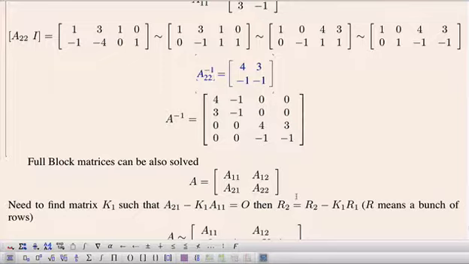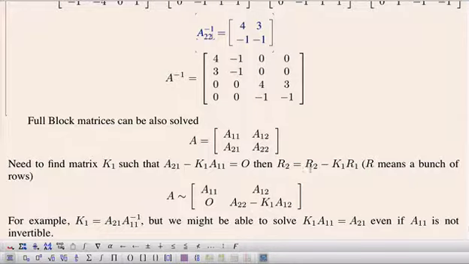Full block matrices, we can also solve for their inverses. So instead of zeros, we have A21 and A12. Then what we have to do is find matrix K1 such that A21 minus K1 A11 equals 0. And then what we do is a row operation: row 2 minus K1 times row 1, to make this part 0.